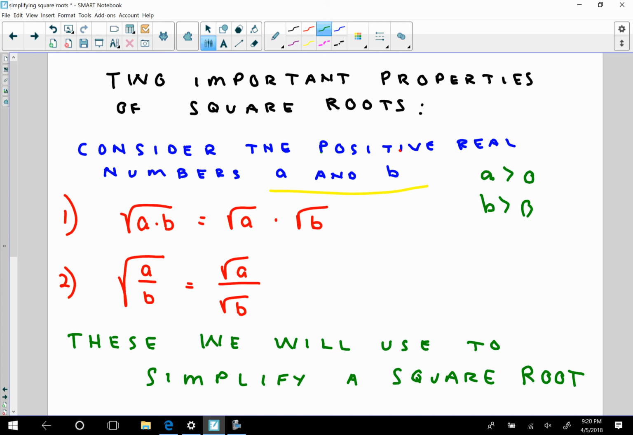Property number 1. The square root of a times b is equal to the square root of a times the square root of b. And we're going to call this property 1. Property 2, the square root of the fraction a over b is equal to the square root of a over the square root of b. So these are the two most important properties that we're going to use to simplify square roots.